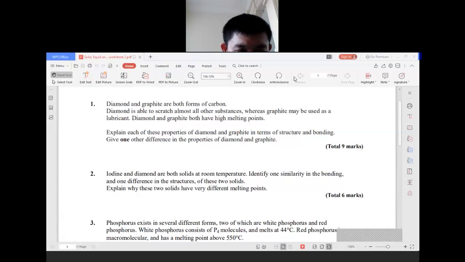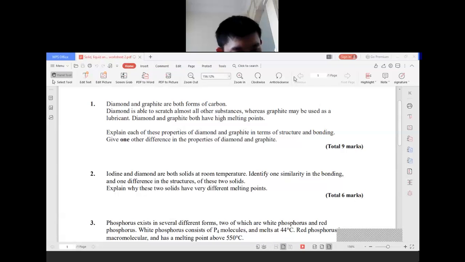Timothy. Hello, Timothy. Can you tell us what is the structure of diamond and graphite? For diamond, each carbon atom is joined to four other carbon atoms by strong covalent bonds. It has a regular tetrahedral structure and doesn't have free electrons, so it can conduct electricity. Diamond does not conduct electricity. Sorry, it doesn't conduct electricity.